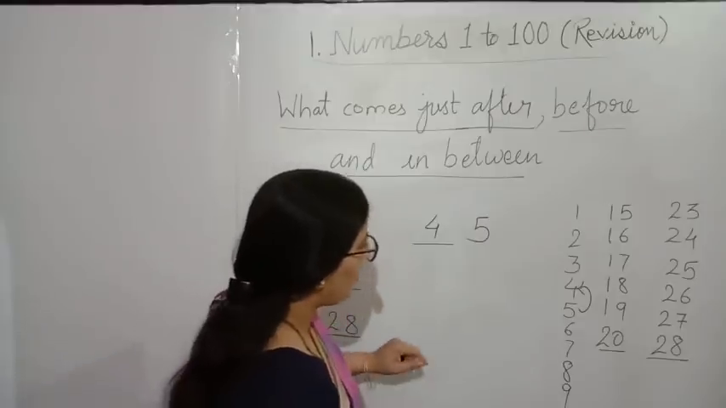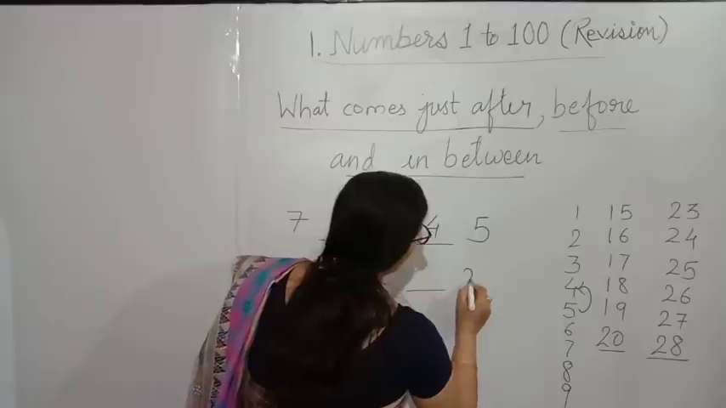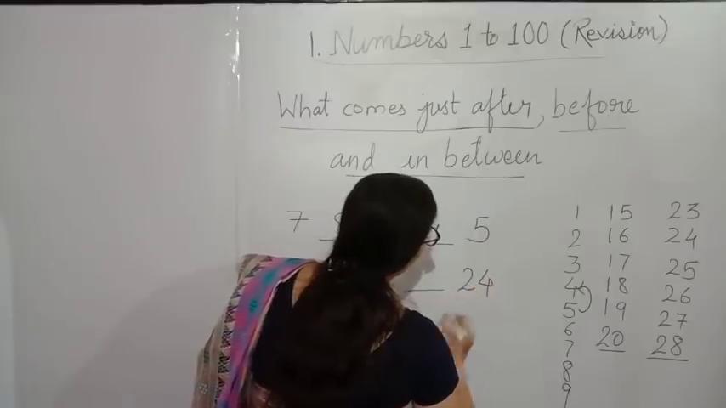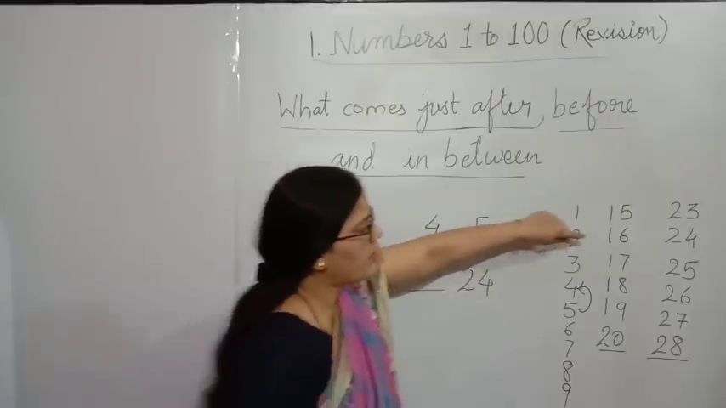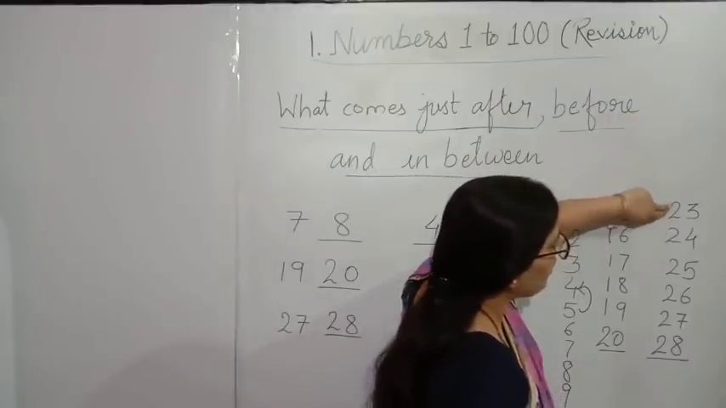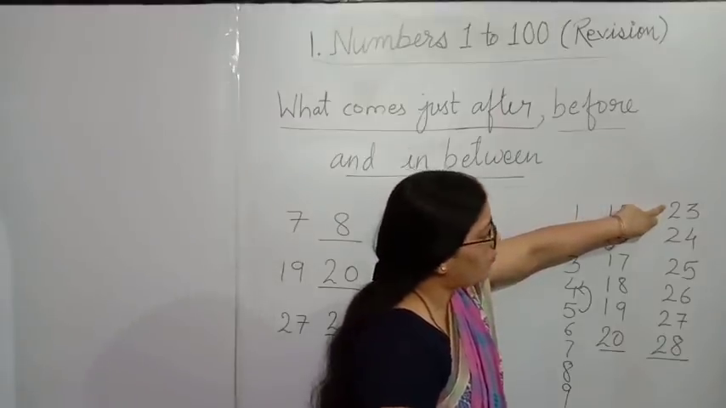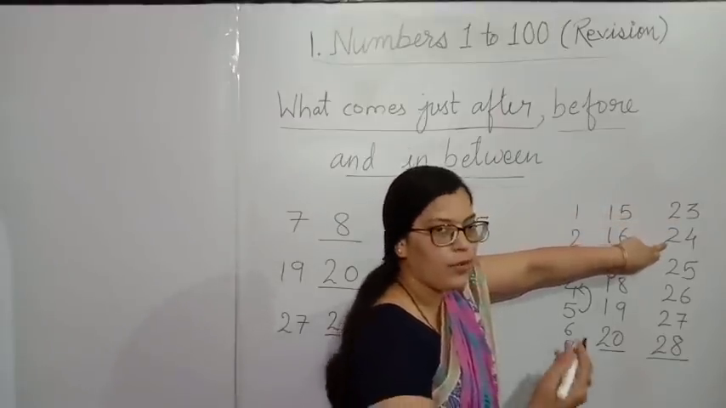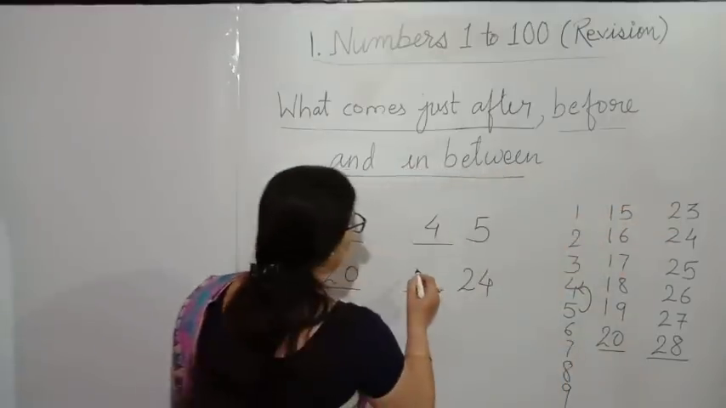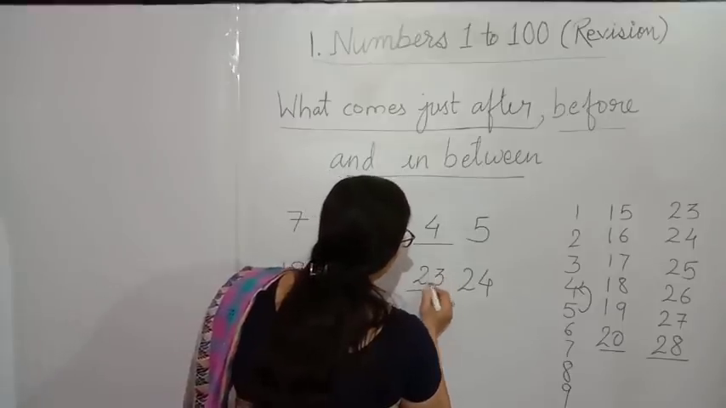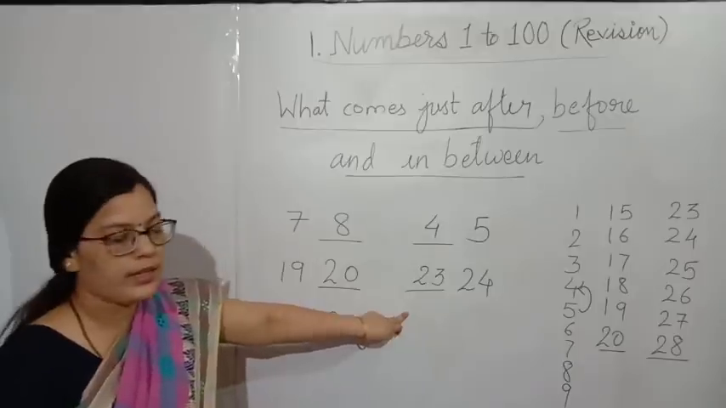Now which number comes before 24? See here counting. What comes before 24? It is 23. 24 comes after 23, and so what comes before 24 is 23. So the number which comes before 24 is 23.